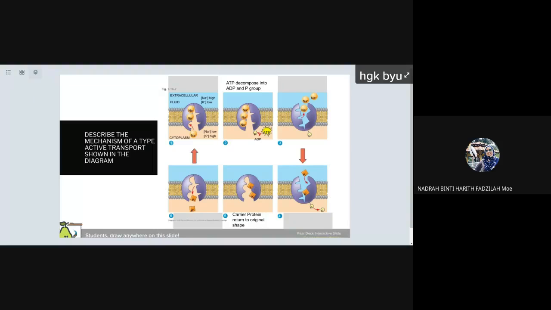Okay, let's see your answer here. Okay, so tadi yang Renusha tulis tu betul ya, what you have written tadi is very good. We can see here 3 sodium ions enters the active site of the carrier protein.